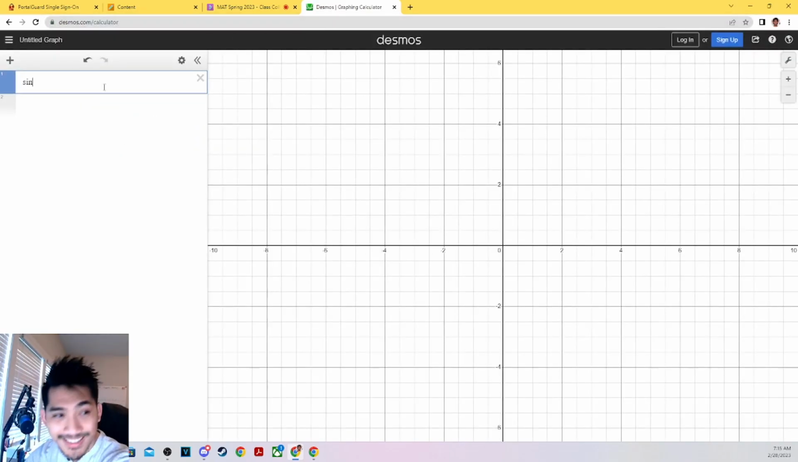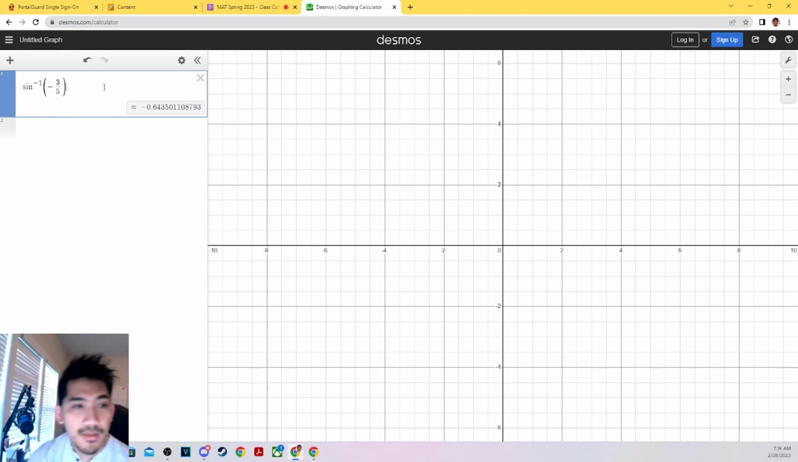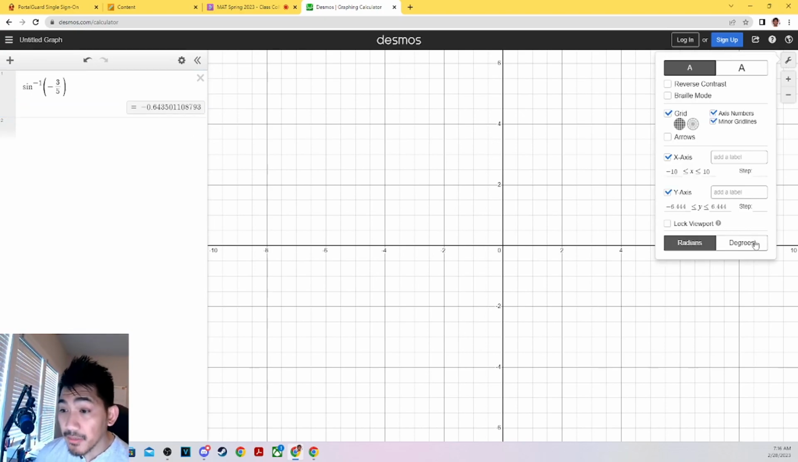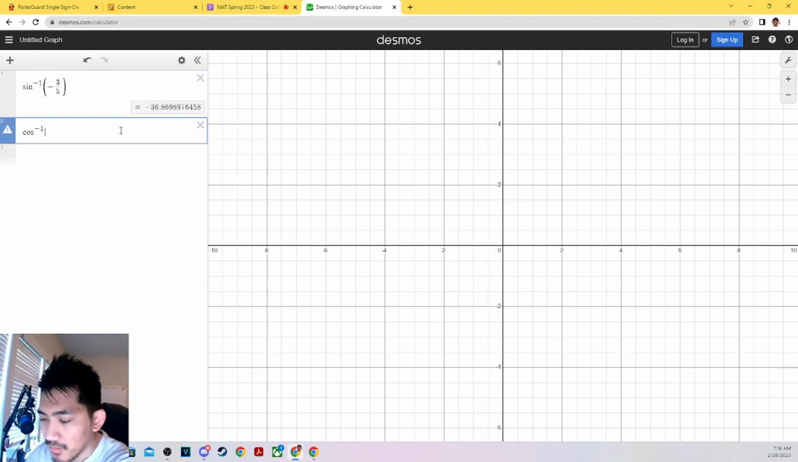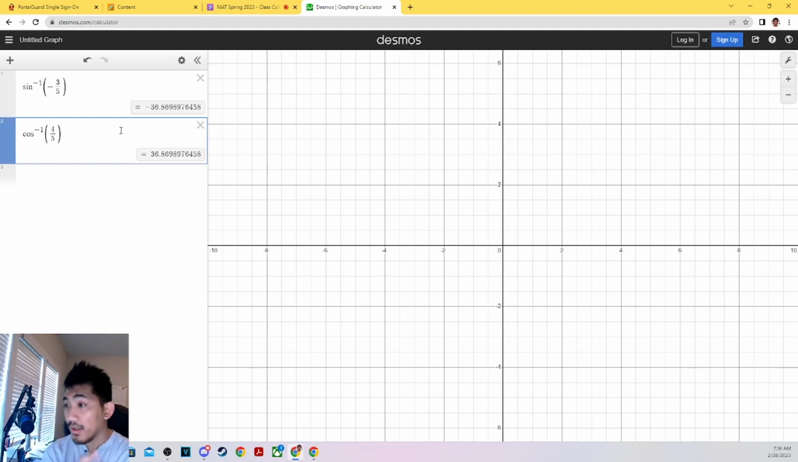Let's just do that. Sine inverse of negative 3 divided by 5. And I need to make sure I'm in degrees mode, because I want the degree measurement. And cosine inverse of 4 divided by 5. Now, I've stated that the phi angle measurement has to be the same. Why are they not the same?